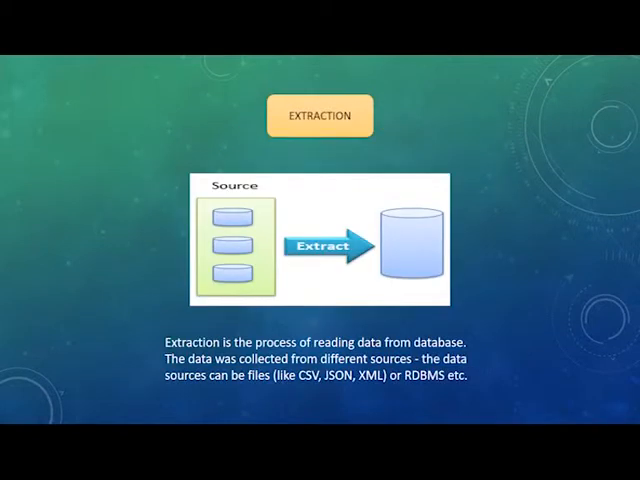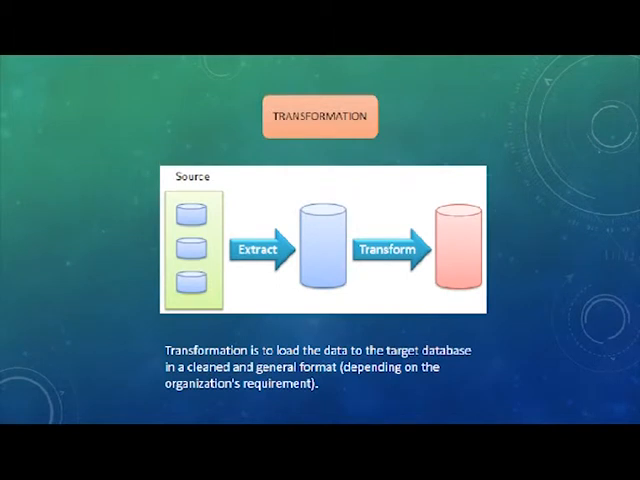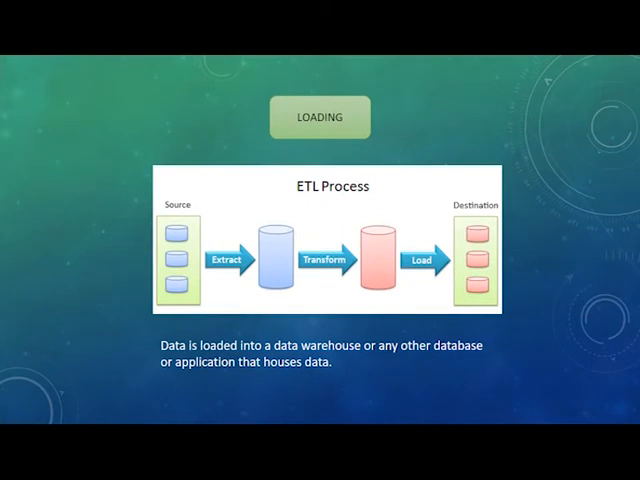Extraction is the process of reading data from a database. The data is collected from different sources. The data source can be files like CSV, JSON, XML, or RDBMS. Transformation is to load the data to the target database in a clean and general format, depending on the organization's requirement. Loading is the process where the data is loaded into a data warehouse or any other database or application that houses data.